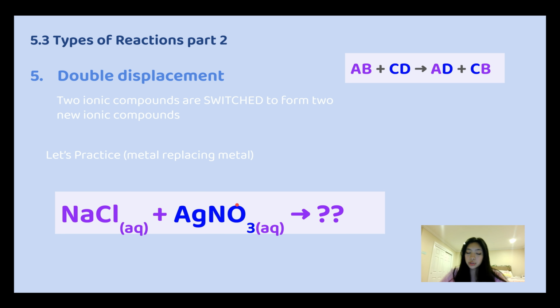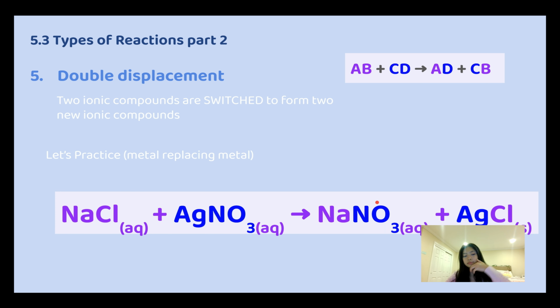Sodium has a +1 charge, and nitrate has a -1 charge. So that's going to cancel out to be 0. Silver has a +1 charge, and chlorine has a -1 charge, so that's also going to be 0. So notice how this sodium is taking this nonmetal. This silver is taking this nonmetal.